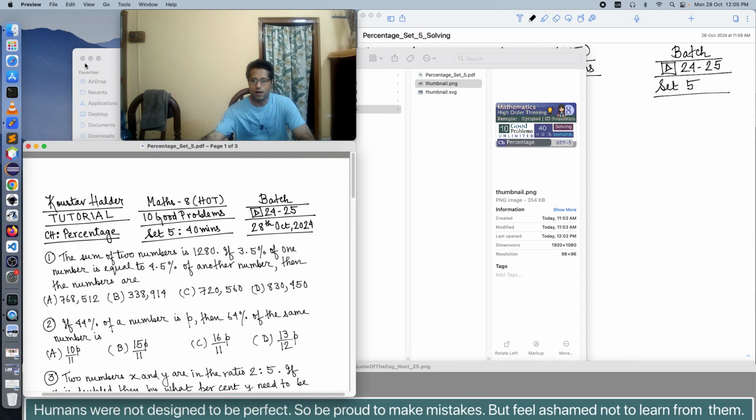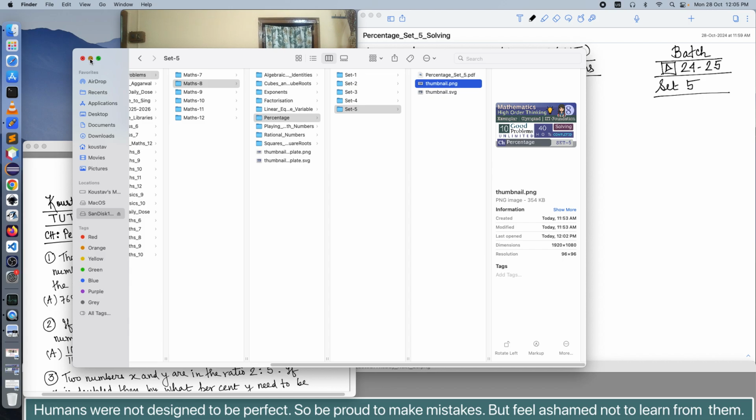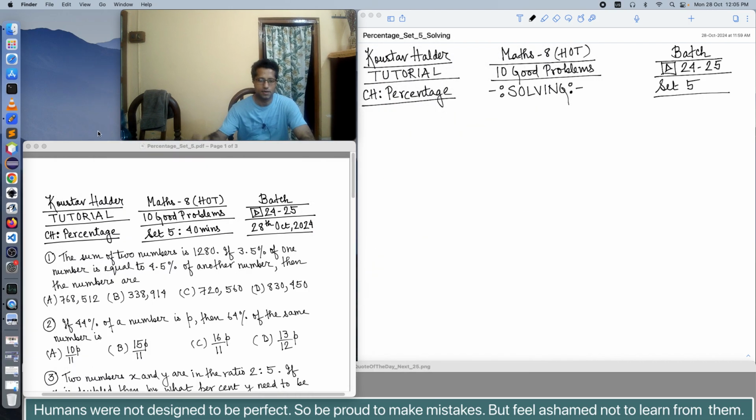Okay, so I have the question paper, 10 good problems, on the left hand side. I'm not sure whether the fonts are big enough and you can read them properly or not. I hope even if it is small, you can make out what the problem is. On the right hand side I will solve the problem, and the link of the PDF of these 10 good problems will be given in the description below.